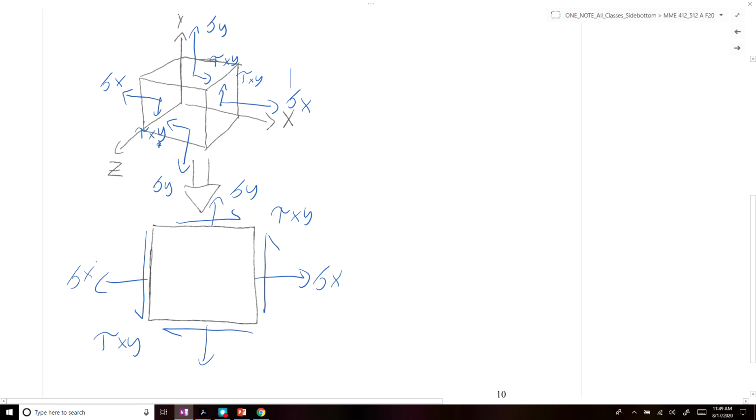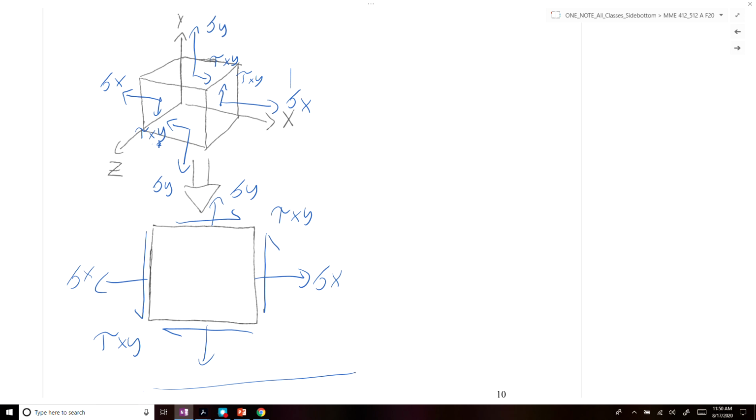Okay. So whenever you see this 2D drawing, it represents a 3D stress element, but since all the z components of our stresses in both the shear and normal stresses are equal to 0, we can simplify our drawing and just draw a 2D box.